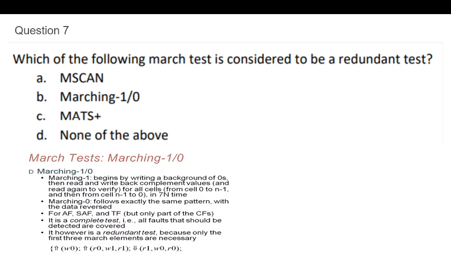The next question. Which of the following March tests is considered to be a redundant test? From the slides, for MARCH 1 and 0, it is given that it is, however, a redundant test because only the first 3 march elements are necessary. So it's R0, W1, R1, R1, W1, R0. Only these elements are needed, and the other elements seem to be redundant. Maybe the order of addressing may change a little, but that's why it is called a redundant test. So it's March 0 and 1.